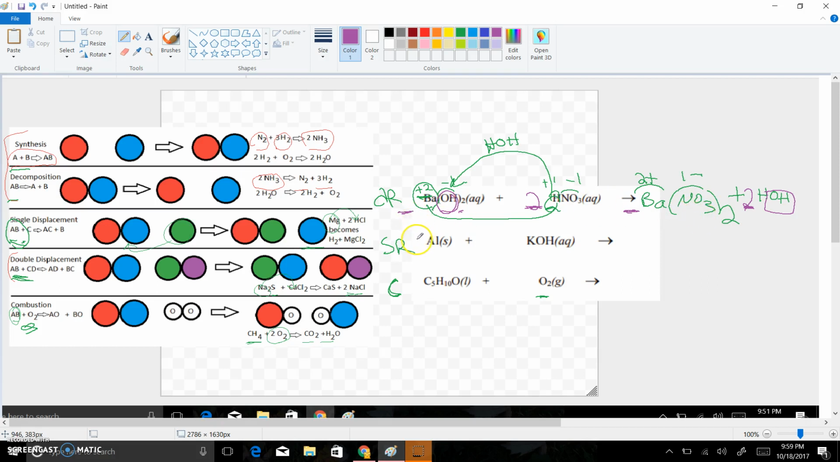So in this balanced equation, it's a 1, 2, 1, 2. You can leave it like this, or you can stick in some 1s. That's fine too. Moving on to the next one.